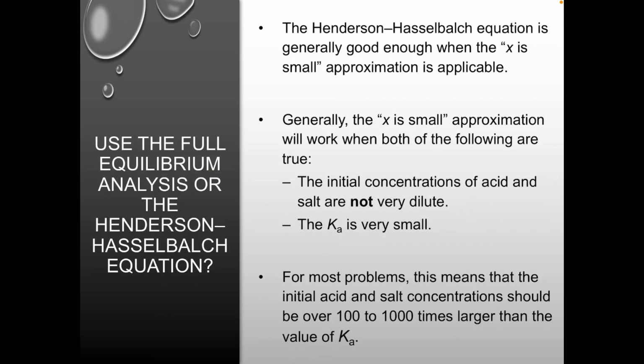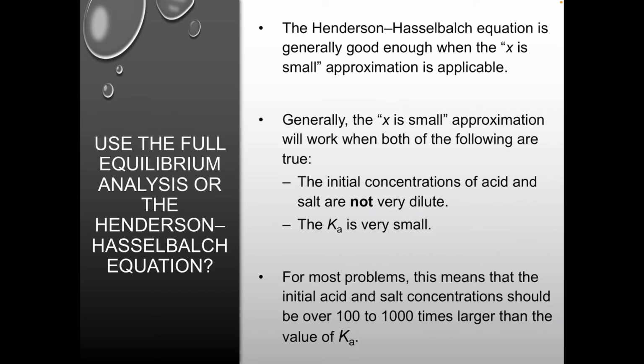Like I was saying before, the Henderson-Hasselbalch equation will work really well when we can use that x is small approximation. If we can't use that approximation, you'll have to go through the ICE table like we normally do with the Ka expression, solve for the hydronium ion concentration, and then plug that in for pH.